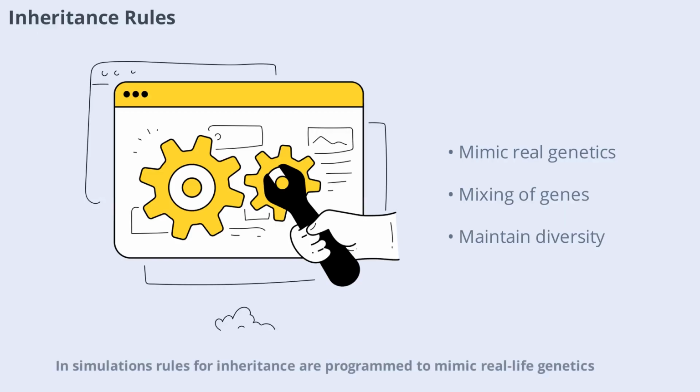Inheritance determines how traits are passed from one generation to the next. In simulations, rules for inheritance are programmed to mimic real-life genetics, such as Mendelian inheritance or more complex patterns. These rules ensure that offspring receive a combination of traits from their parents, allowing for the mixing and reshuffling of genes each generation. This genetic shuffling is crucial for maintaining diversity in a population.